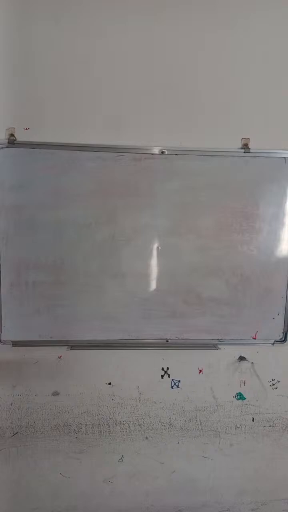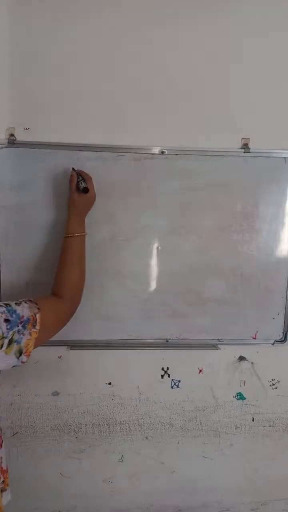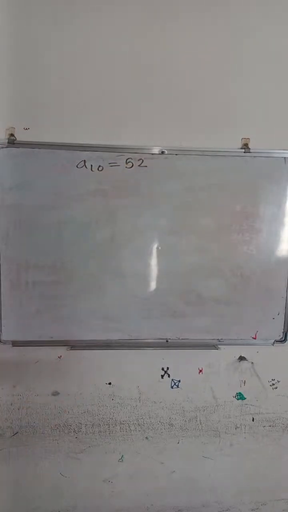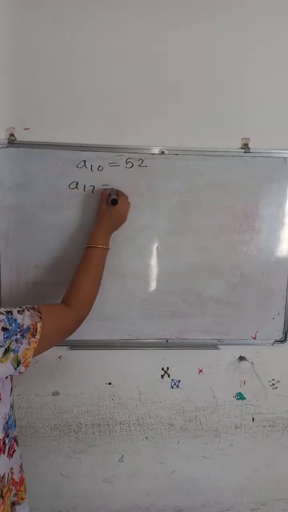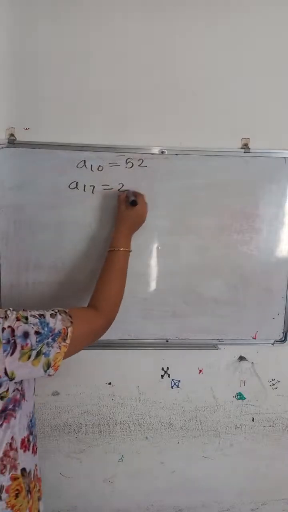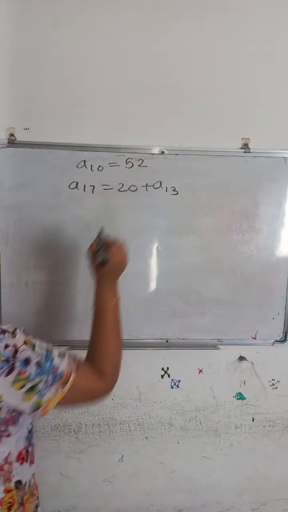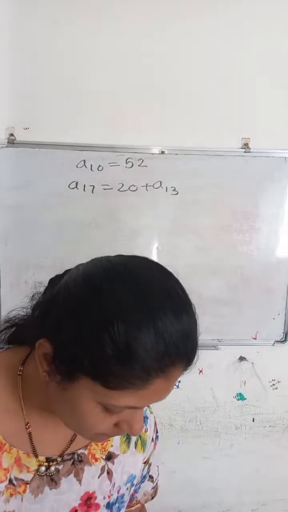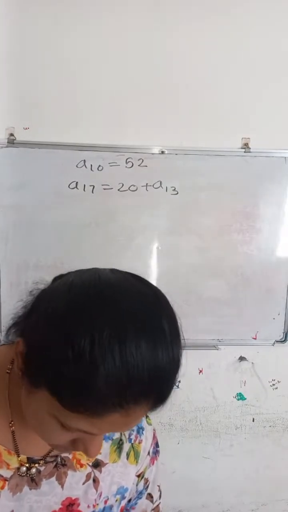What are the statements given? I hope you all are doing it before me only. So the 10th term of an AP is 52. A10 is equal to 52. The 17th term is 20 more than the 13th term. 20 more than A13. So can you find out this now? Check what you will get as the answer for this.